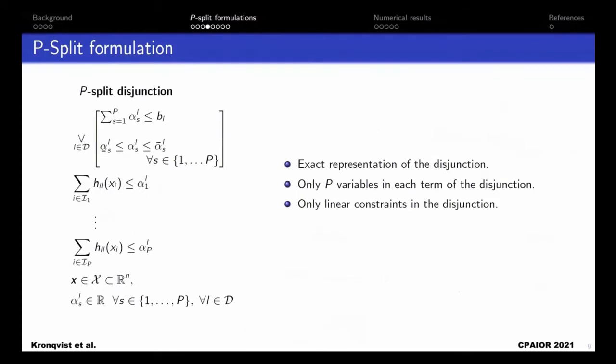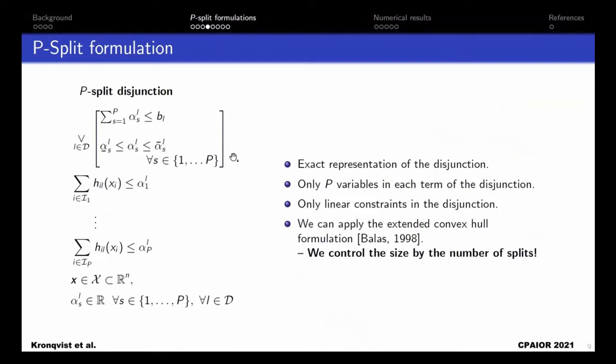So we have an exact representation of the disjunction, but now we only have p variables in each term of the disjunction, where p is the number of splits, and we only have linear constraints in the disjunction. So we can think of this as a linearization of the disjunction, which eliminates numerical issues with the perspective function. So now we can apply the extended convex hull formulation by Balas, and now we control the size of the resulting optimization problem by the number of splits.